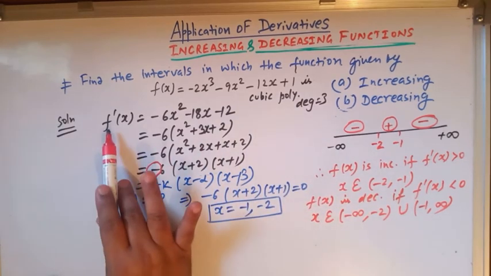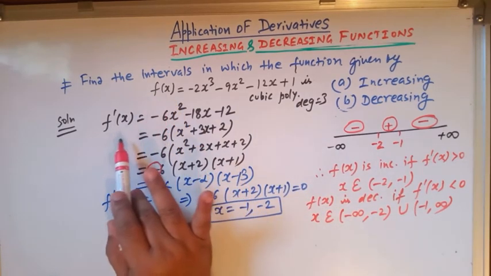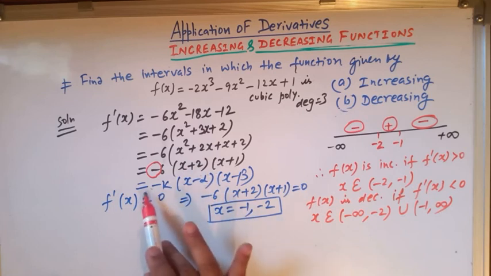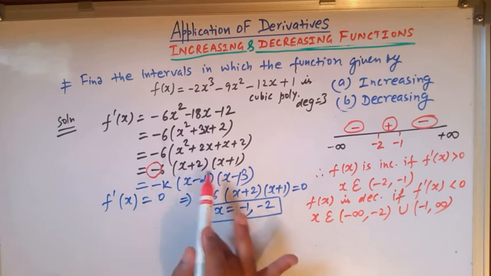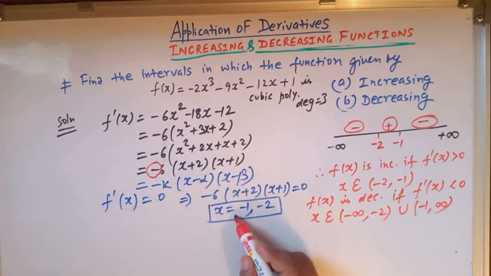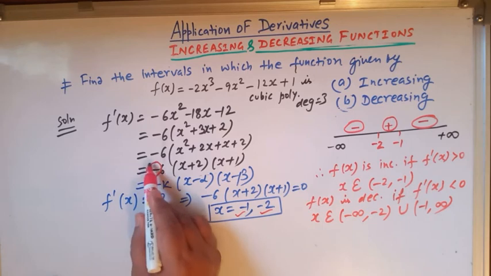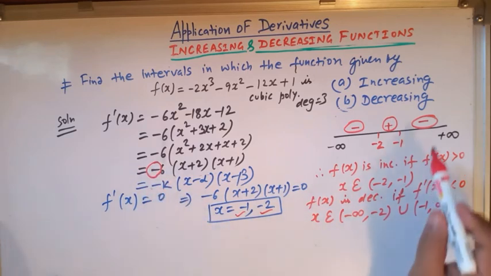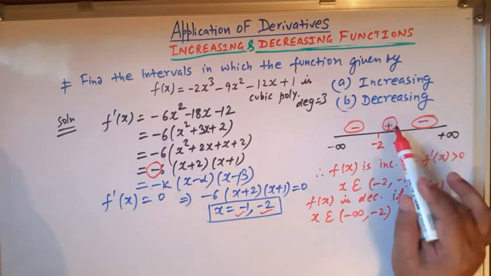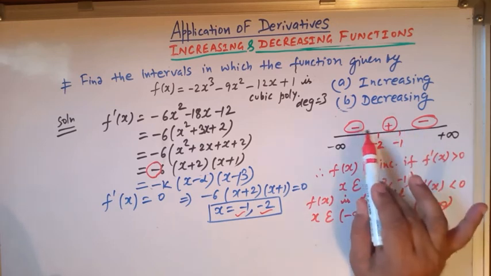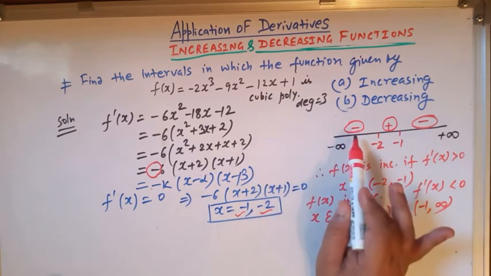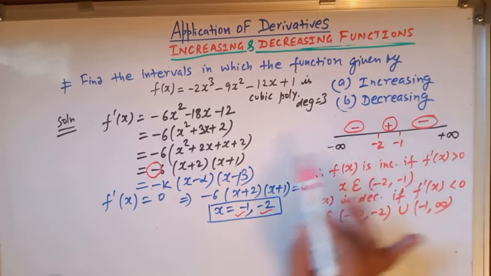We differentiated this function f(x) and we get -6 times (x plus 2)(x plus 1). x equal to -1 and -2 are the two critical points. Since here we have the negative sign, we start from negative, then positive, and then negative, and so on. Okay, in an alternative way.